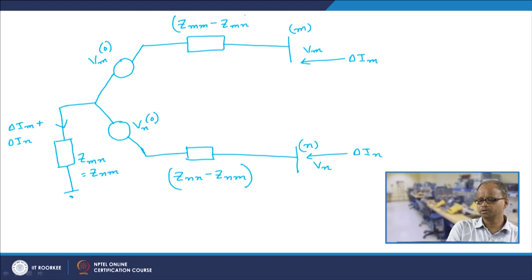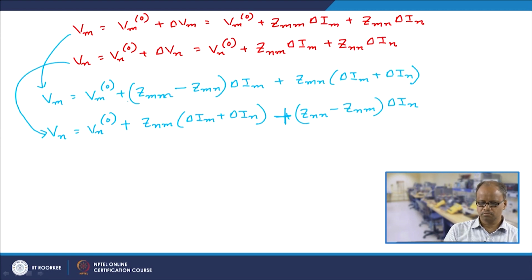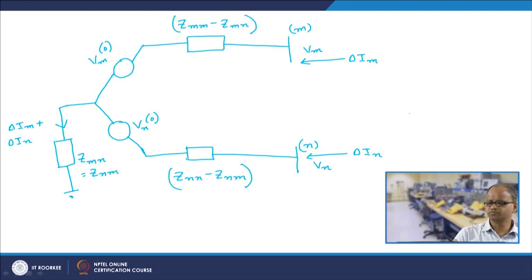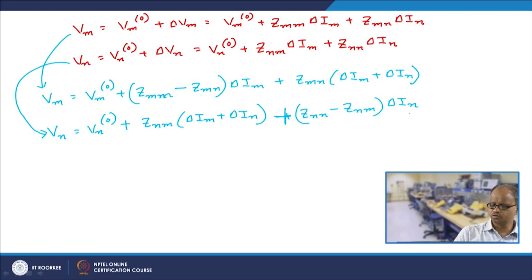So, this would be the equivalent circuit. From this equivalent circuit we get that V m is equal to delta I m into (Z m m minus Z m n) plus V m naught. So, let us see. V m is equal to V m naught plus delta I m into (Z m m minus Z m n) plus Z m n into (delta I m plus delta I n), and V n is equal to V n naught plus Z n m (delta I m plus delta I n) plus this. So, then this circuit faithfully represents these two equations.